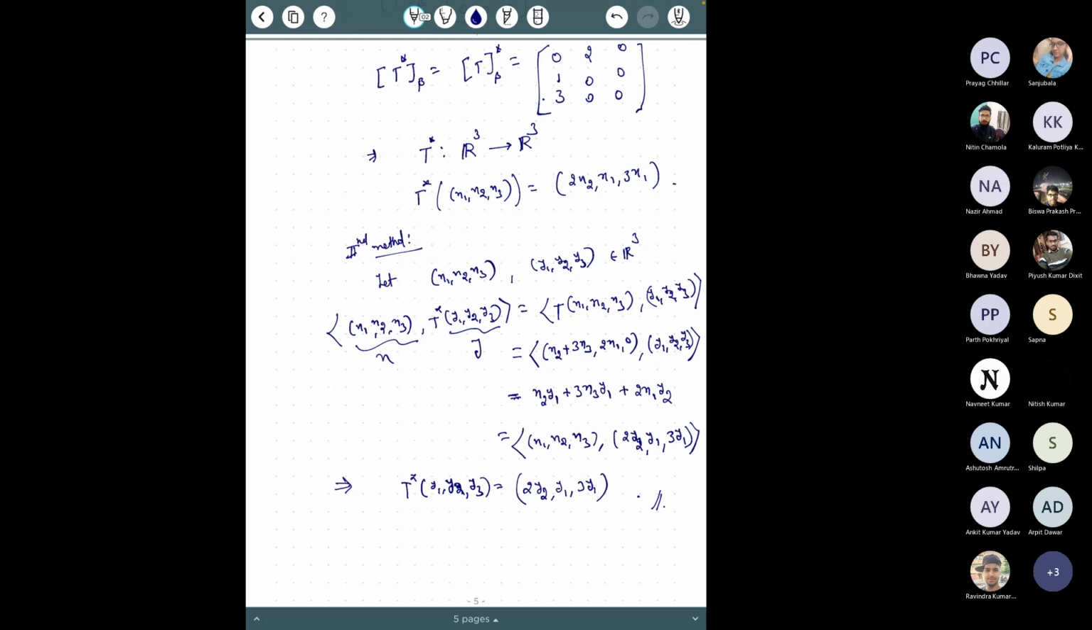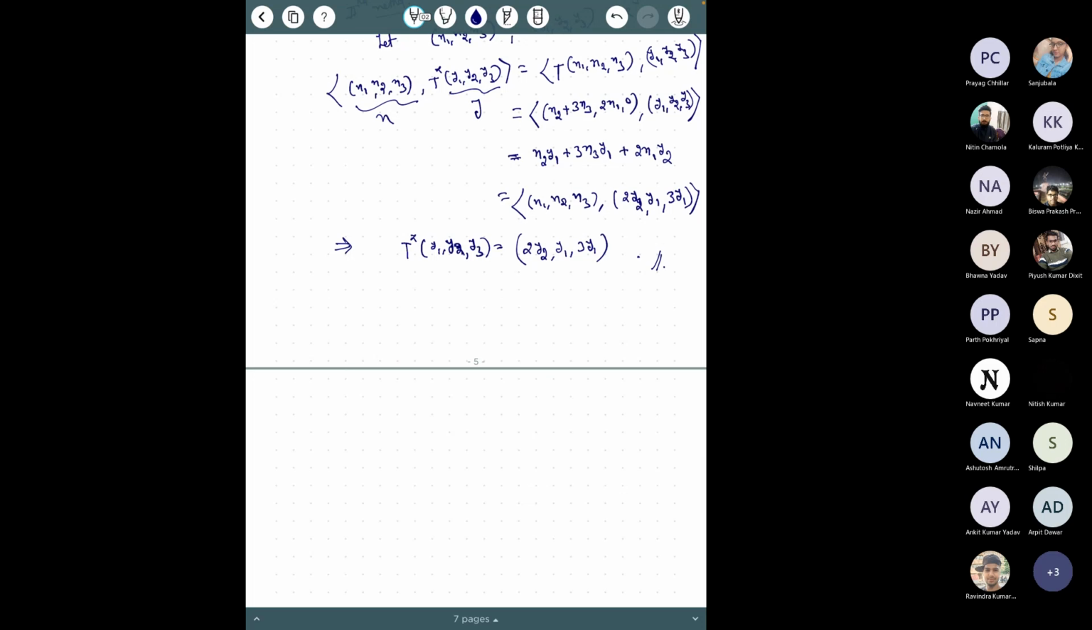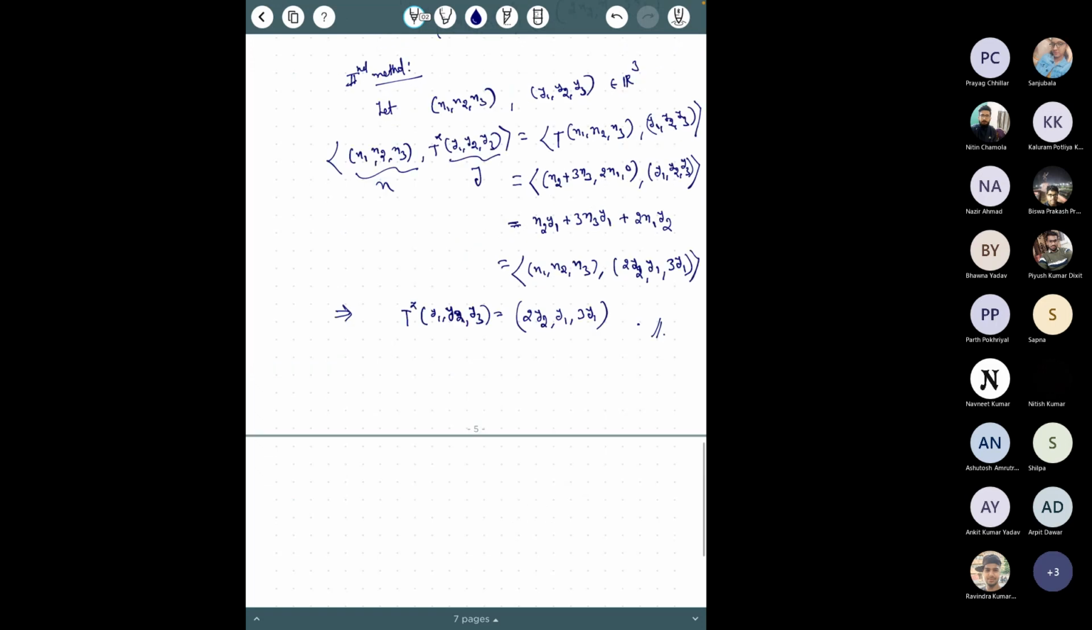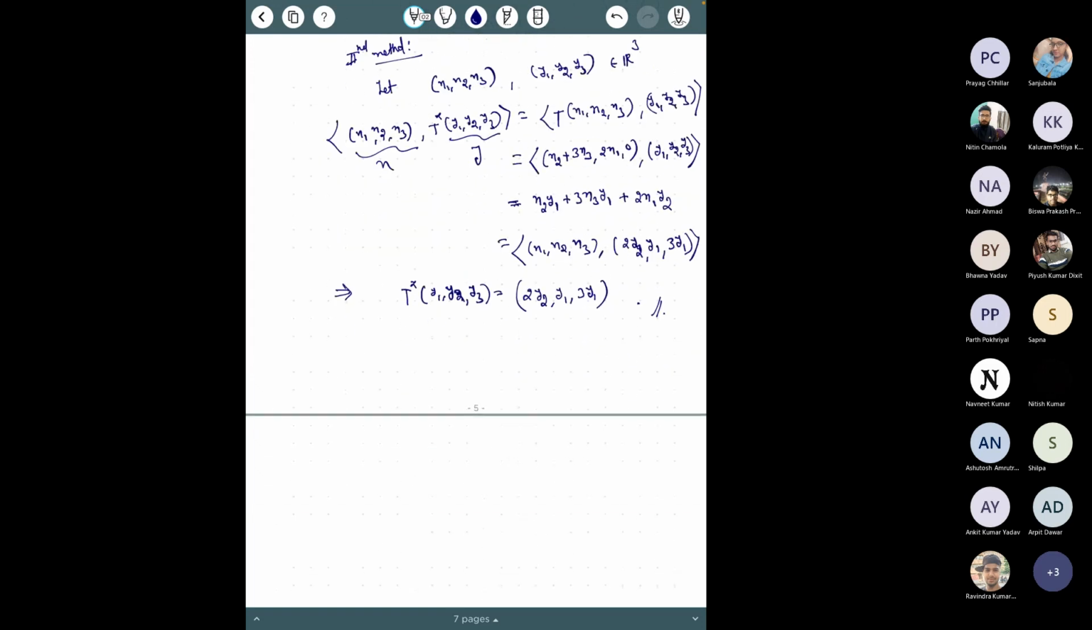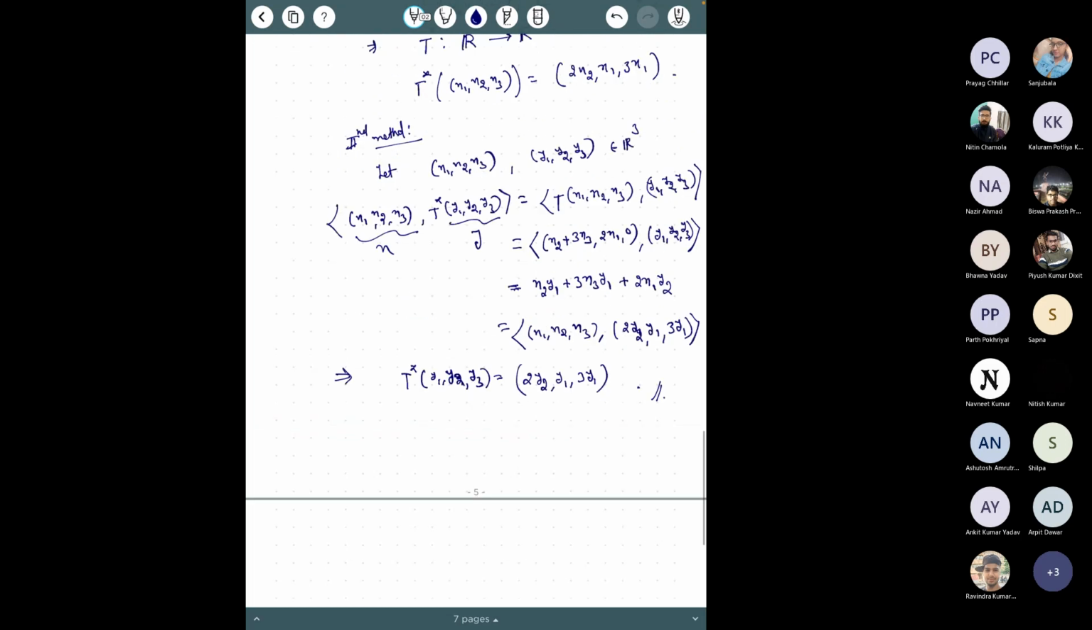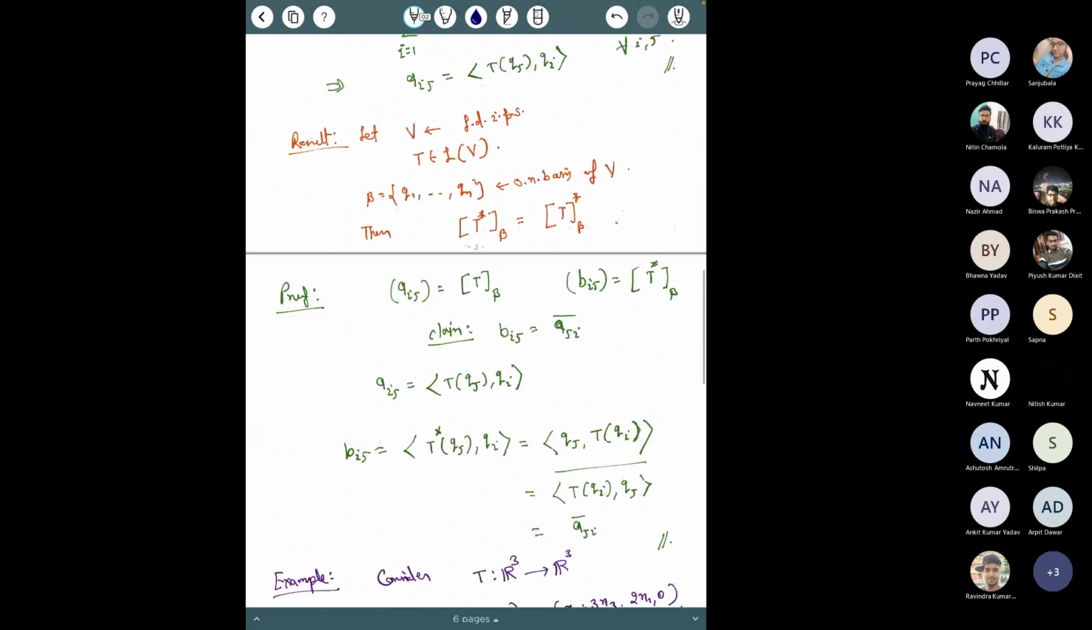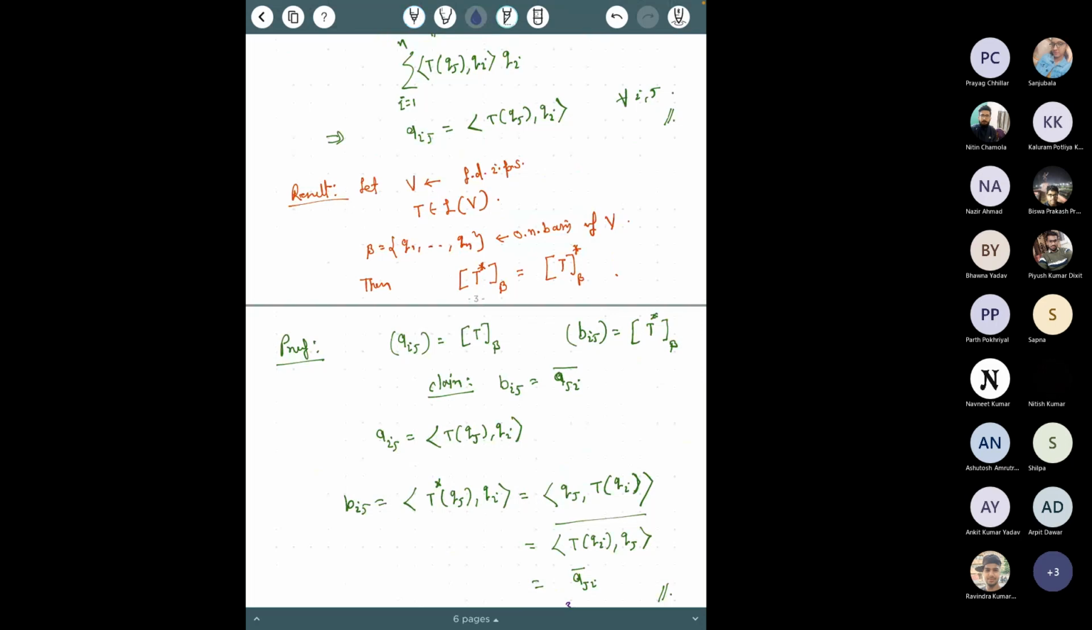All right. So let me move further. What we can observe from here is that we now know a way to relate the adjoint of a matrix to the adjoint of a linear operator. Because of this result, if we choose an orthonormal basis, then the matrix of T star is just the adjoint of the matrix of T.